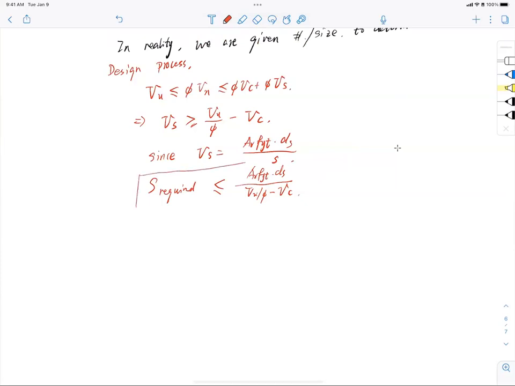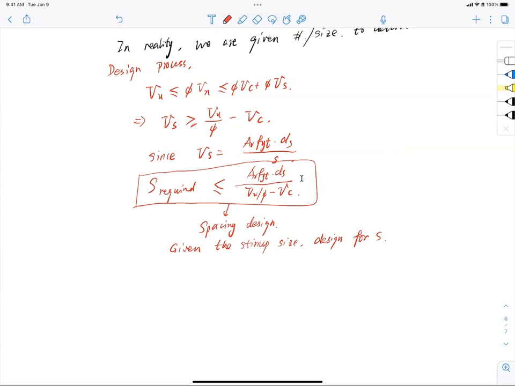We call it spacing design, right? Spacing design means that oftentimes we're given the stirrup size, and we design for the spacing, design for s.